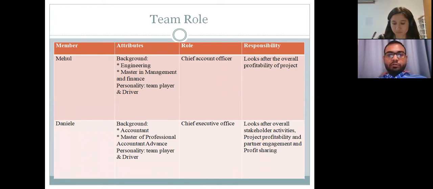So let's talk about myself. My background is engineering, and my majors are in management and finance. My personality is team player and driver, and I'm handling the role of chief account officer for the Whale project, who looks after the overall profitability of the project. And the other team member is Daniel, who is chief executive officer of the project, who looks after the stakeholder activity, project profitability, partner engagement, and profit sharing too.